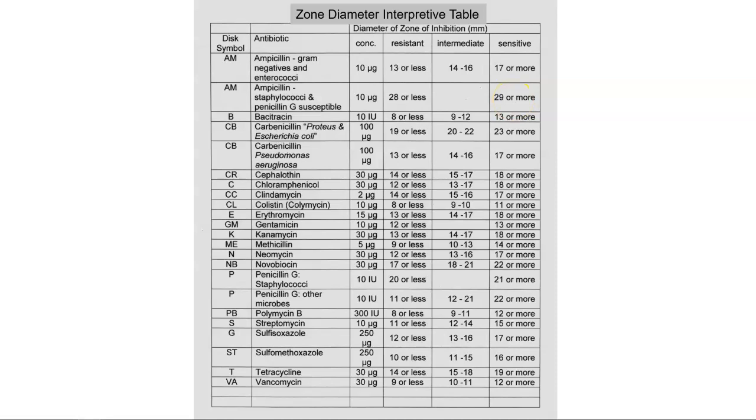You have to go out and find your specific symbol in the first column. Then you look at the concentration, and all these concentrations are standardized. Then you come out and you interpret it with your diameter of your zone of inhibition, and that will give you a reading as to whether or not the organism you have is resistant, intermediate, or sensitive to the antibiotic.